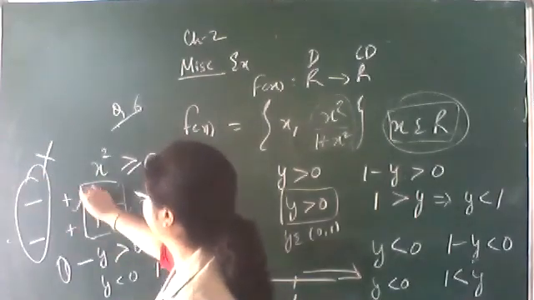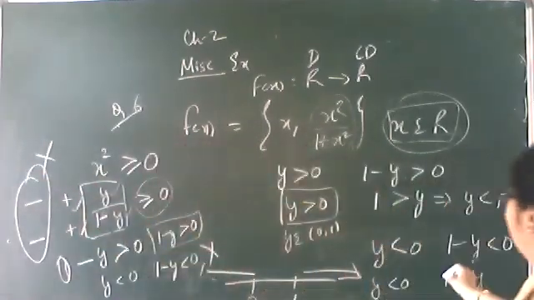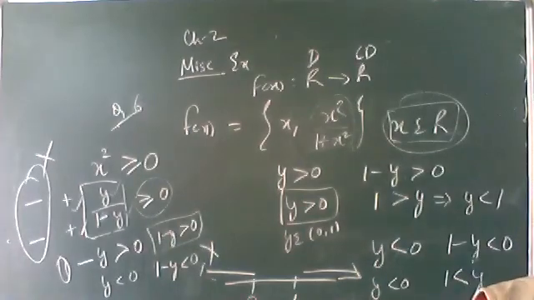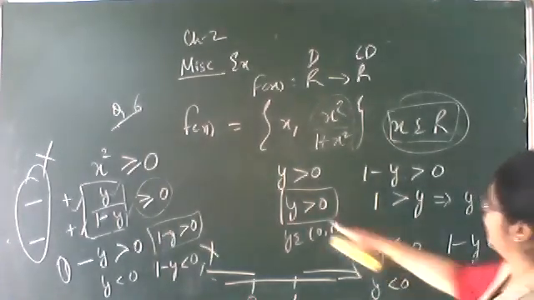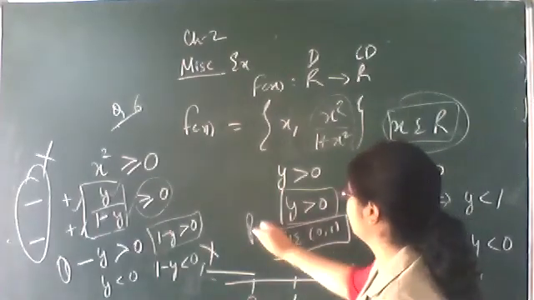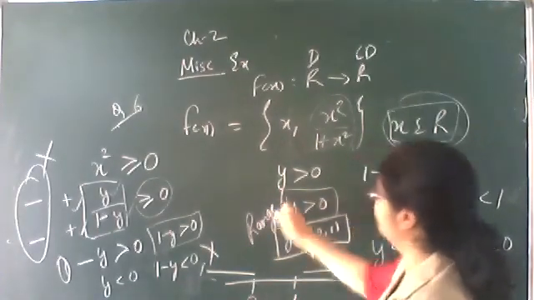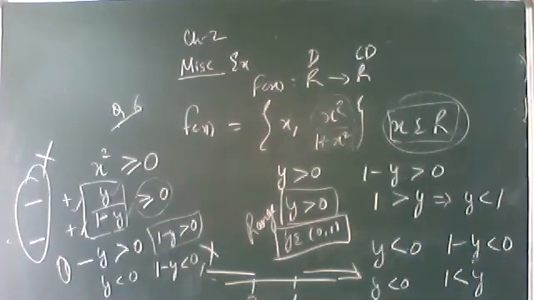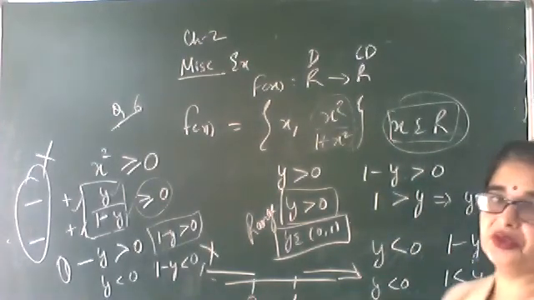So what we have got is that y belongs to 0 to 1. This is the answer. That range is y belongs to (0, 1), the open interval. Is that clear?